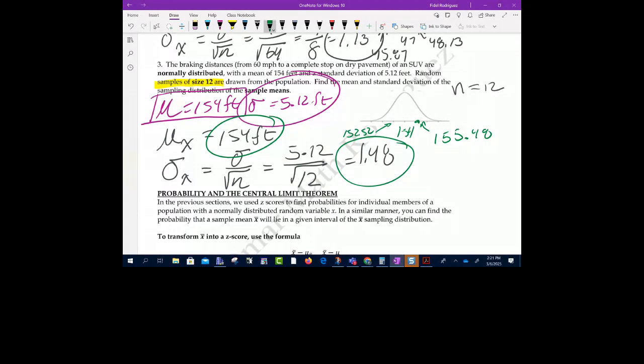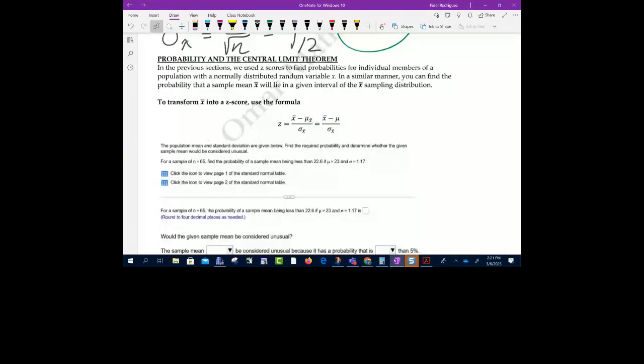All right, so now how do we apply this? That's what the second part is, y'all. It says probability and the central limit theorem. In previous sections, we talked about z-scores to find probability for individual members of a population with a normally distributed random variable x. In a similar manner, we can find the probability that a sample mean x-bar will lie within a given interval, okay? So y'all, my formula for this is going to be very similar to what we did before. We would do x minus our average, divided by our standard deviation. We're going to do the same process here, okay?